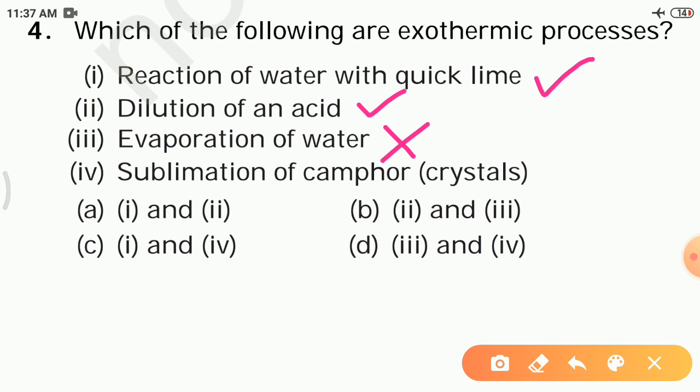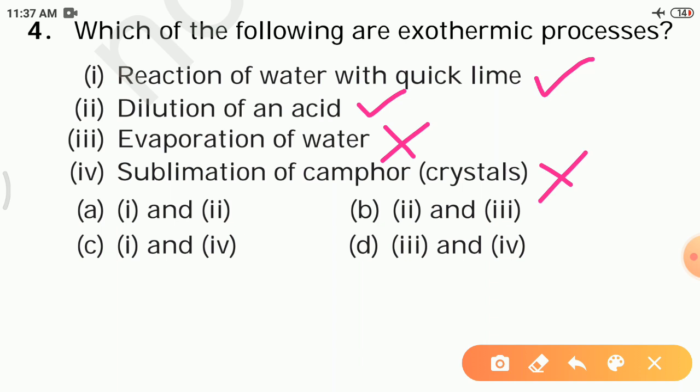Sublimation of camphor. Camphor is a sublimable substance and it will directly convert from solid state to gaseous state by absorbing heat from the surroundings. So this is also an endothermic process in which heat is absorbed. If we want to make it sublime fast, we have to give it heat. So this is also not an exothermic process.